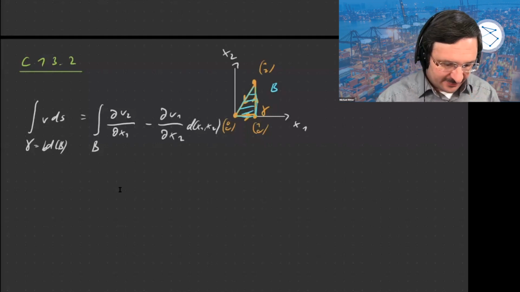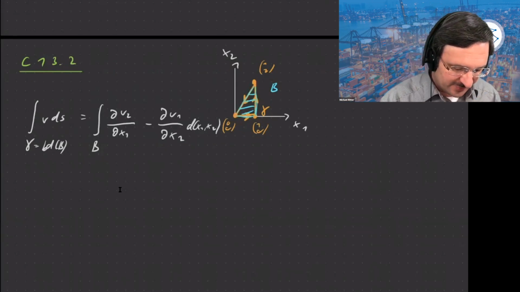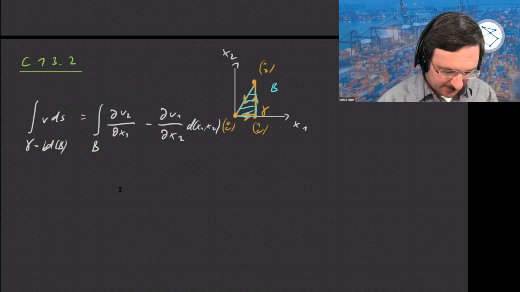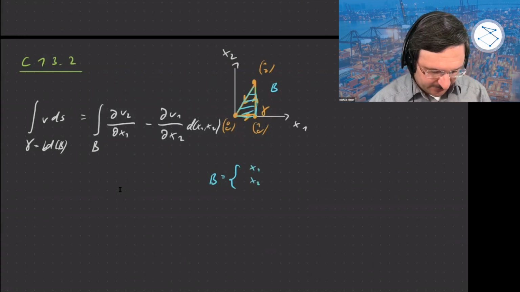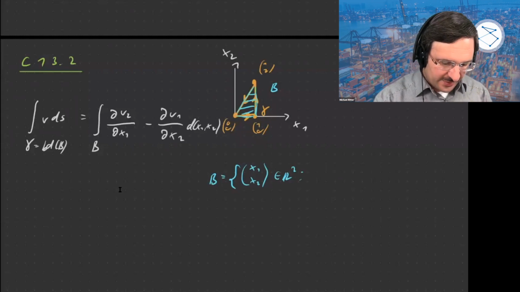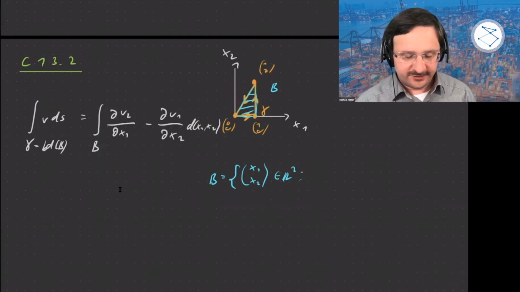In this case, this triangle B here, you will hopefully see that this can easily be described as a normal domain. So this B here is the set of all (x1, x2) in R2 with the following property. x1 is obviously between 0 and 1. Here, that's bounded by 0 and 1.